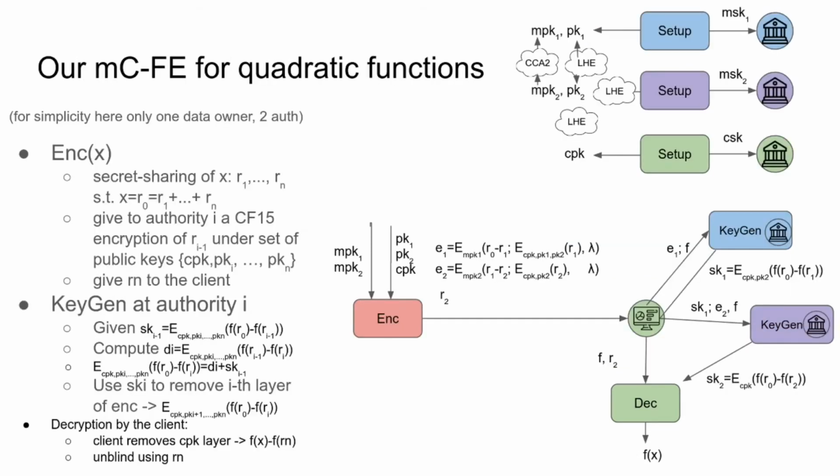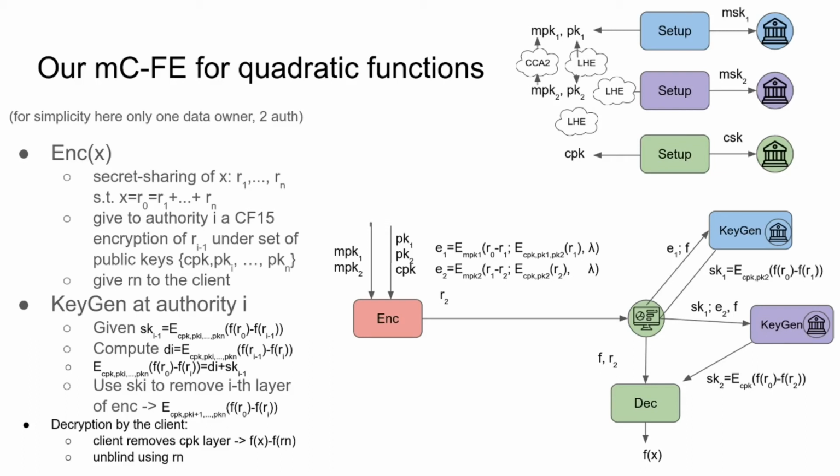Our multi-authority control function encryption scheme is an extension of the previous single authority scheme. However, a number of technical challenges arise when trying to prevent a client from colluding with up to all but one authority. A key idea of our construction is to secret share the encrypted message. In particular, to encrypt the value x, a data owner picks n fresh bindings, R1 to Rn, uniformly at random. Assume that x is R0.